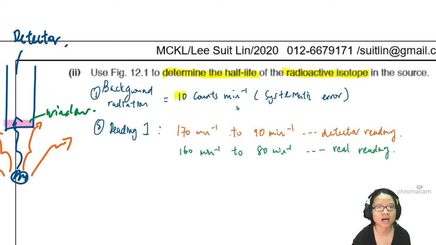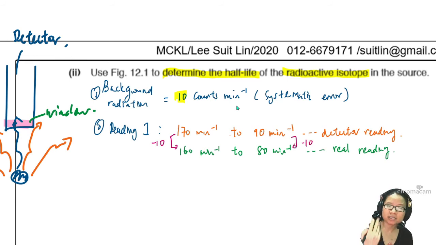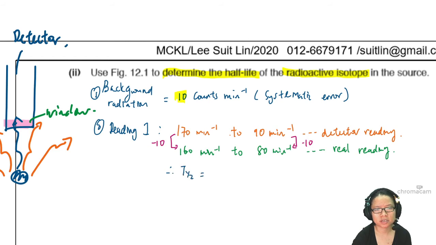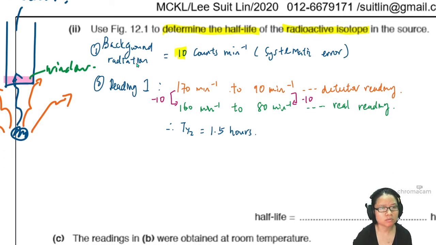Why is this the real reading? Because of these 10 counts per minute. So when we go here to here, -10. Go here to here, -10. You have to minus the background radiation. You don't have to draw this purple arrow. I'm drawing it for you. Okay? So hence the half-life is 1.5 hours. Right, that was our first reading. Repeat again.